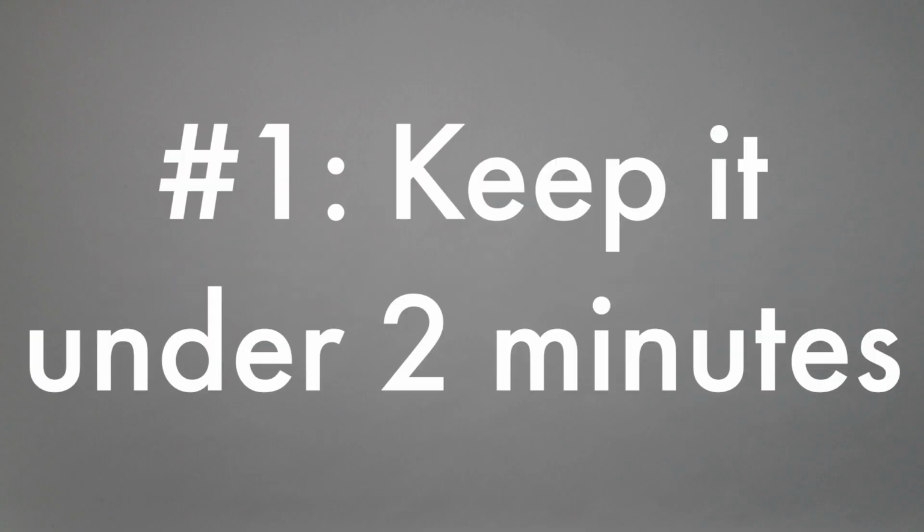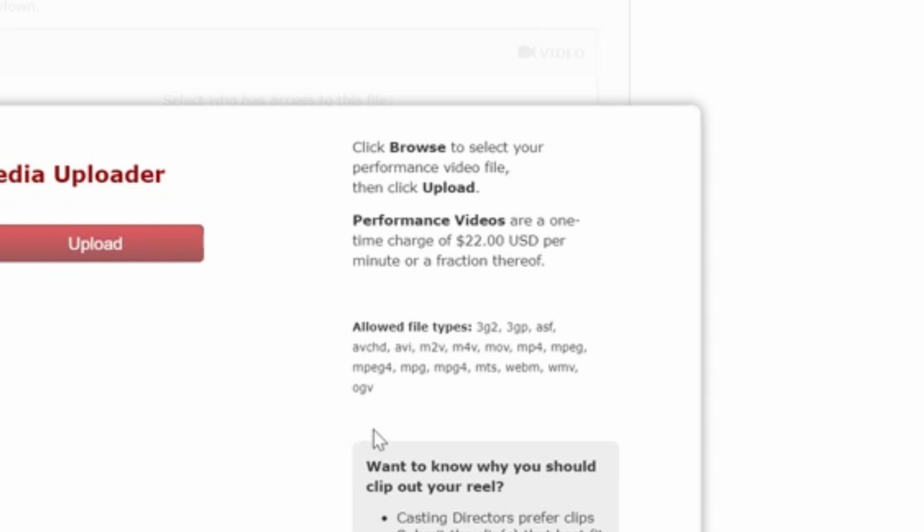Part 2, real rules. Number 1, keep it under 2 minutes. Casting directors do not have the time or the patience to watch your 6-minute monologue that you put up there. So just don't do that. Also, Actors Access charges by the minute, so you actually have an incentive to keep your reel short. And for those of you who are starting out your acting career, go short. Short and sweet is totally fine.